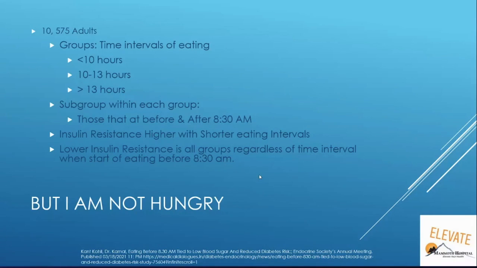They broke it into groups of less than 10 hours of your day eating, eating anywhere from 10 to 13 hours, or greater than 13 hours. And then within each of those groups, they monitored whether people ate before 8:30 or after for the start of that interval. Those that ate before 8:30 in the morning had the lowest insulin resistance. And they also noticed they had lower weight, best sugar control, and they were at lowest risk for developing diabetes.